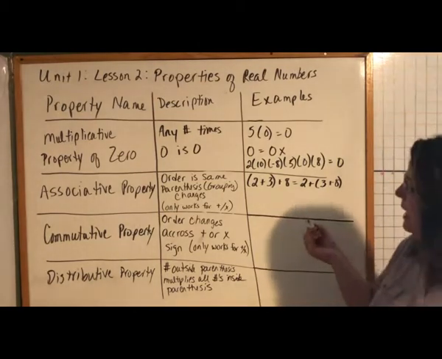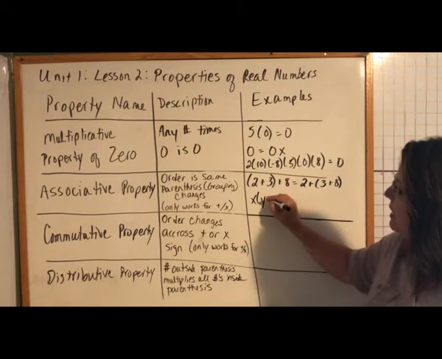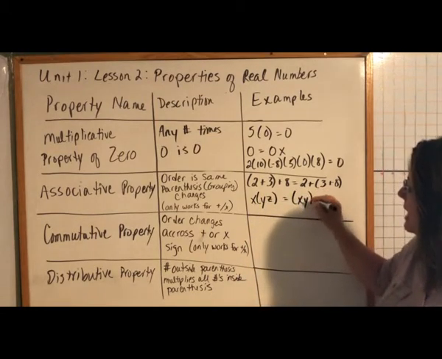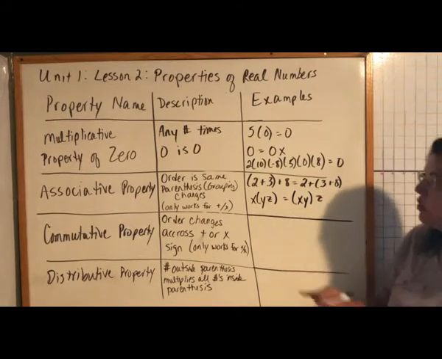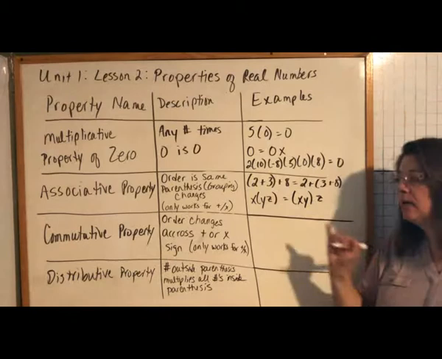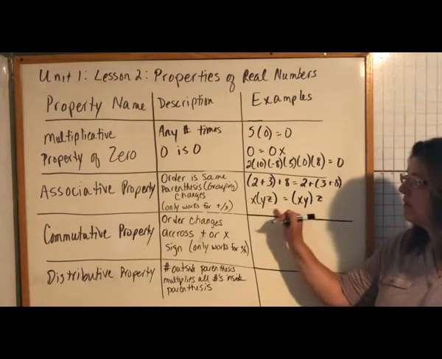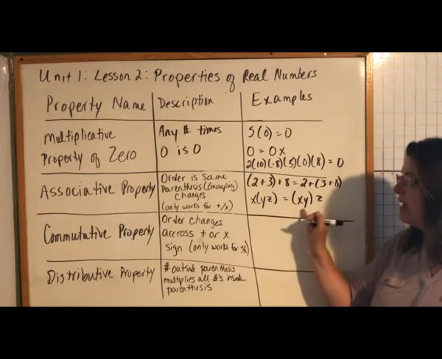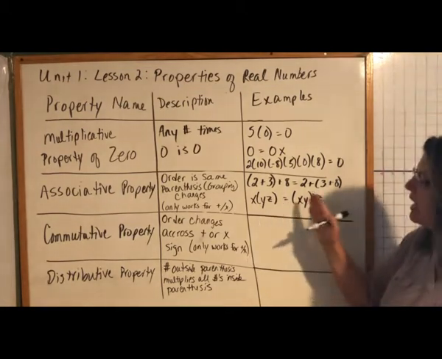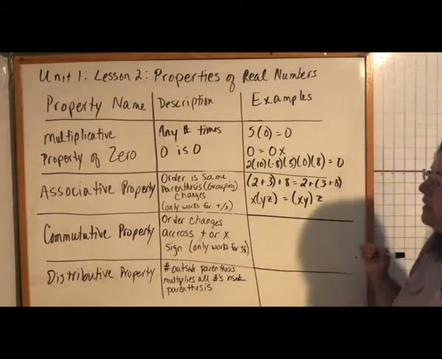Another example of that would be something like this. x times yz equals xy times z. In this one, your x, y, and z order has stayed the same, but the grouping has changed. On the left, the yz was in parentheses, and on the right, the xy is in parentheses. So the association or the grouping has changed, okay?